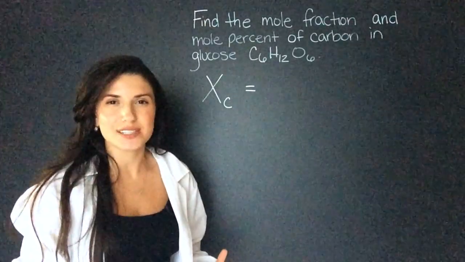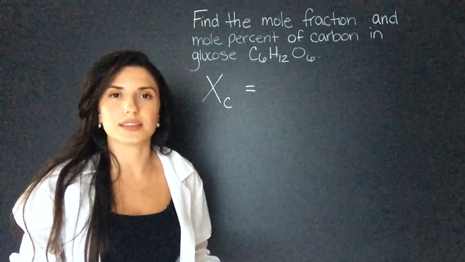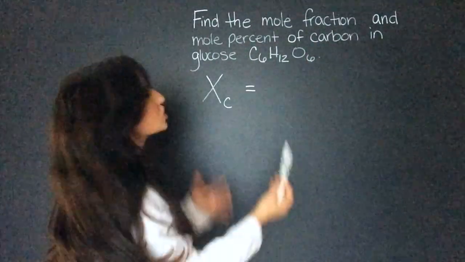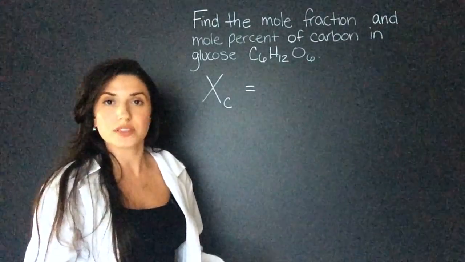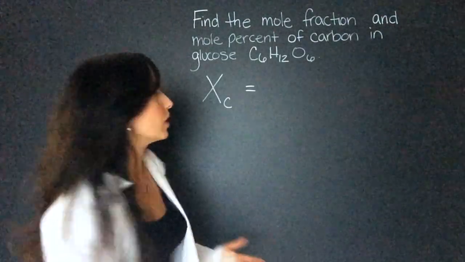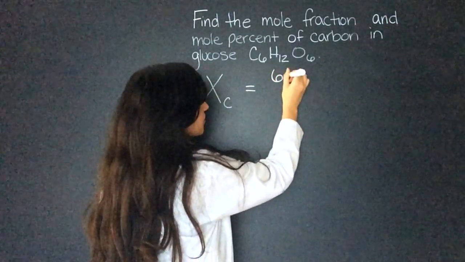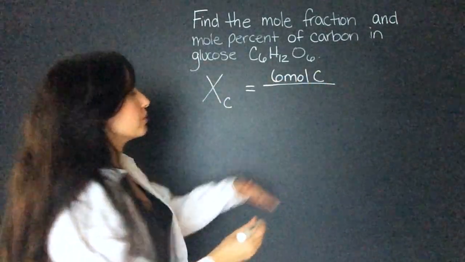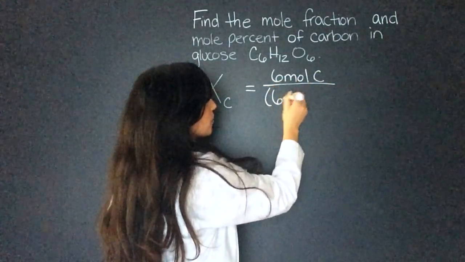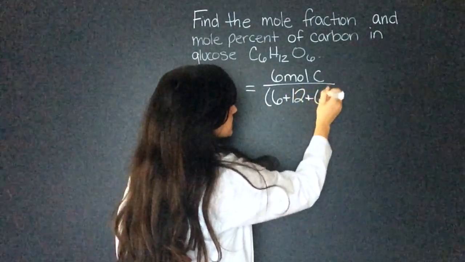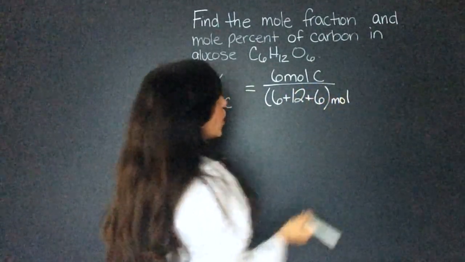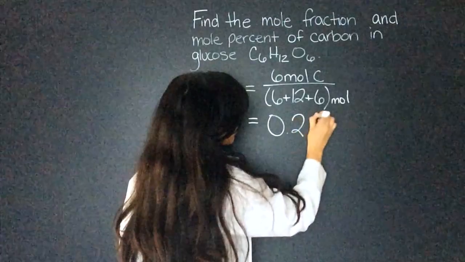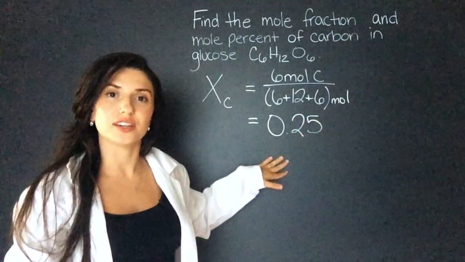Because this is just a fraction, we don't actually have to calculate the number of moles, we just need to know the ratio. There are 6 carbon atoms in the molecule, so we can also say there are going to be 6 moles of carbon when compared to the whole molecule. So we go 6 moles of carbon divided by the entire molecule, which is 6 plus 12 plus 6 moles. When we put that into our calculator, we get 0.25. And that is the mole fraction of carbon.